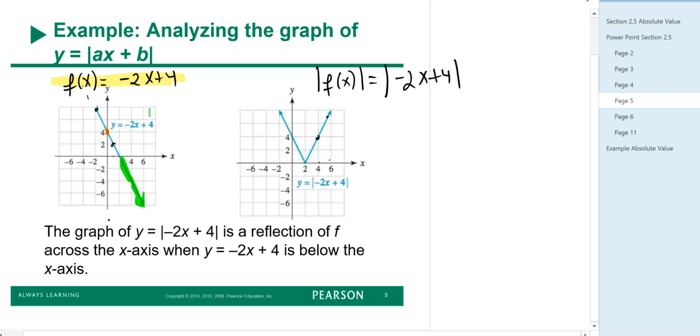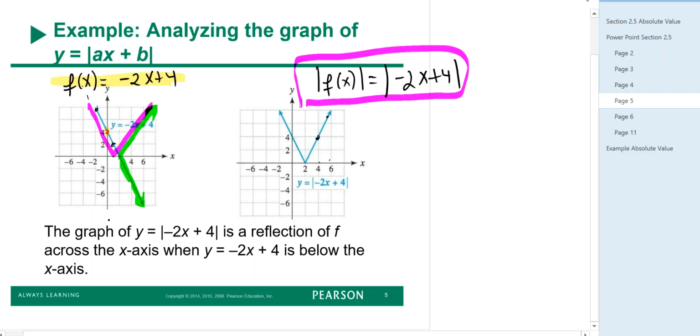And you reflect this over the x-axis. So you flip this portion, so it's going to end up going there. And then the result is basically going to be the graph of the absolute value function for that function, f of x equals -2x plus 4. So you notice we took this portion and we flipped it and we got this V shape, and that is the graph of absolute value of -2x plus 4. So if you have f of x, for the graph of absolute value of f of x, you just flip the portion underneath the x-axis over the x-axis, and that will give you the graph.